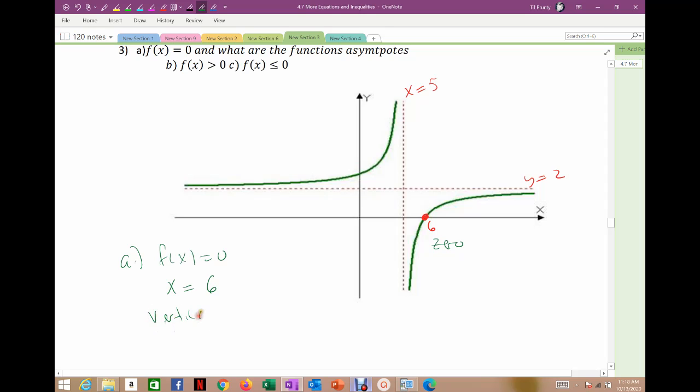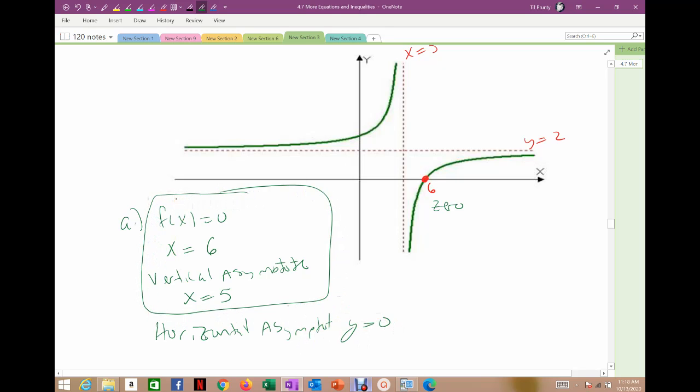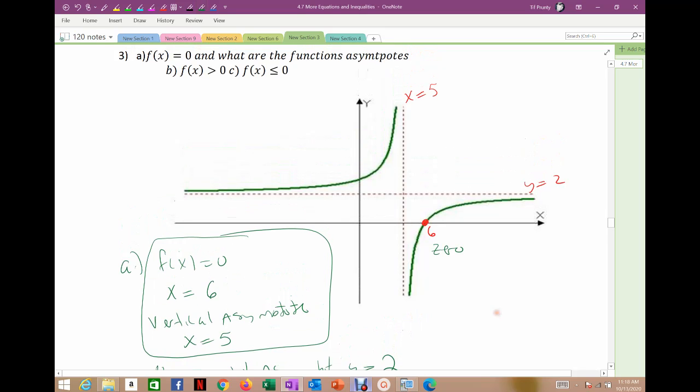I have a vertical asymptote at x equals 5 and a horizontal asymptote at y equals 2. And really, the boundaries are the x values, but it's always good to make note of what my asymptotes are. Alright, I do have a vertical asymptote, x equals 5, and I have a horizontal asymptote, y equals 2.